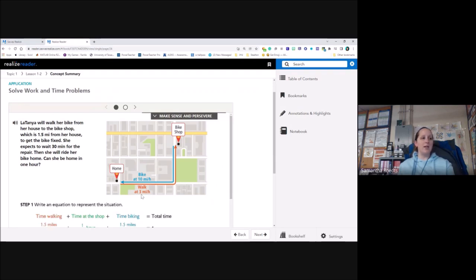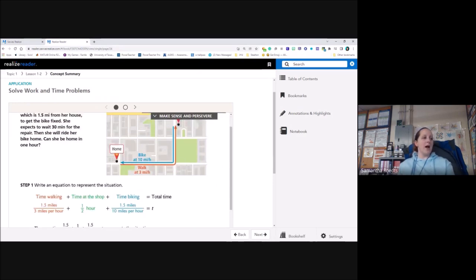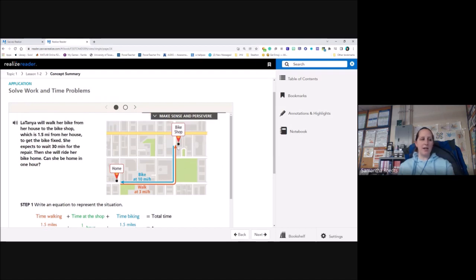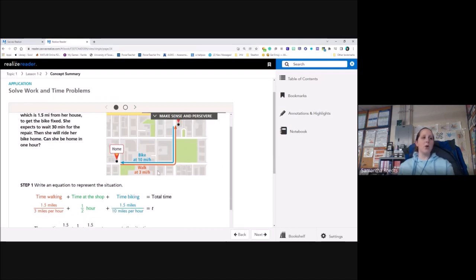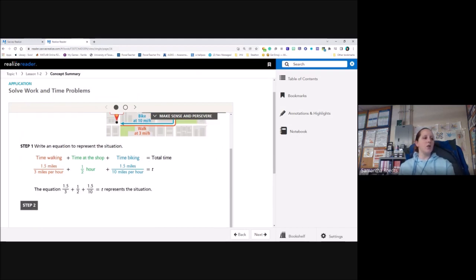So right now, she can walk 3 miles per hour. So her time walking is 1.5 miles divided by 3 miles per hour, plus the half hour that she's waiting at the bike shop, plus her 1.5 mile trip back home at 10 miles per hour, divided by 10, equals her total time. So the equation is 1.5 over 3 plus 1/2 plus 1.5 over 10 equals T.